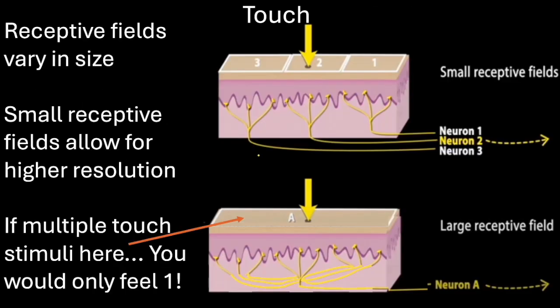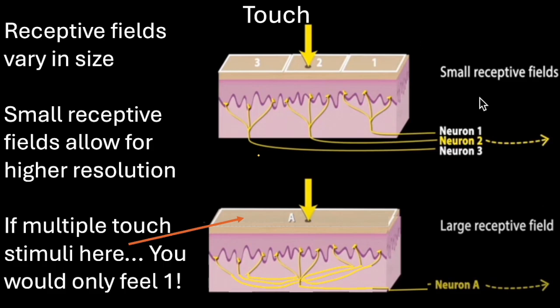One thing that I want to make note of with touch is that receptive fields often vary in size depending on location of the body. Small receptive fields allow for high resolution, but large receptive fields, seen down here, don't allow for high resolution. It's kind of like you're only getting a glimpse of what's happening. So oftentimes, and I've heard about some people doing this, if you have someone poke you on the back in one or two places that are close together, it's really hard to tell if there are multiple things poking you, just because we have really large receptive fields on our back.